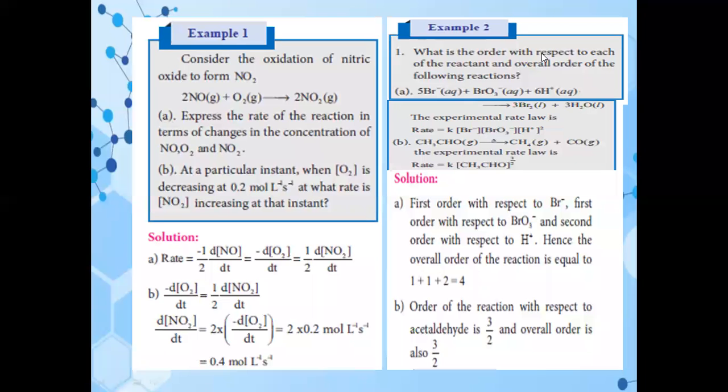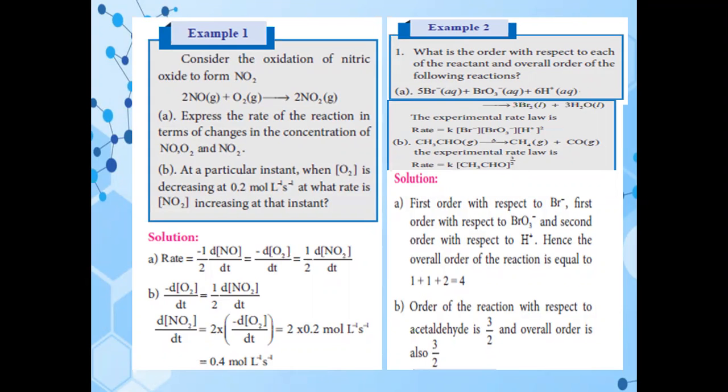Next, we are going to discuss the example problems. Kindly refer to page number 211 in your book. See the first example. Consider the oxidation of nitric oxide to form NO2. So 2NO plus O2 gives 2NO2.